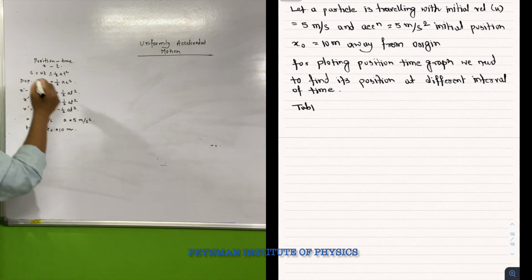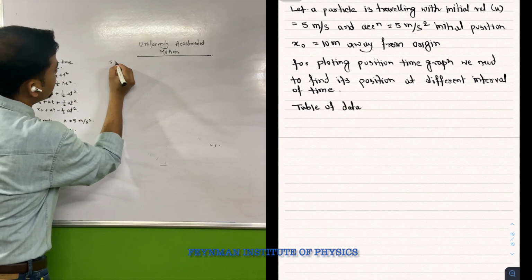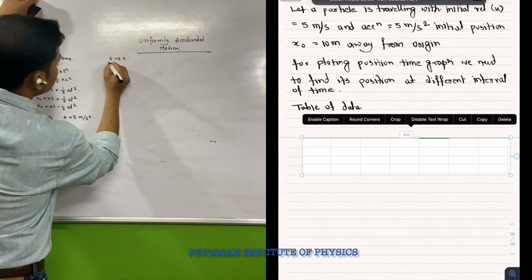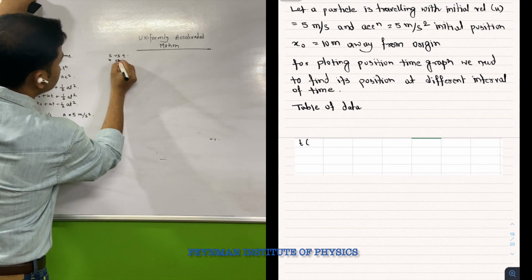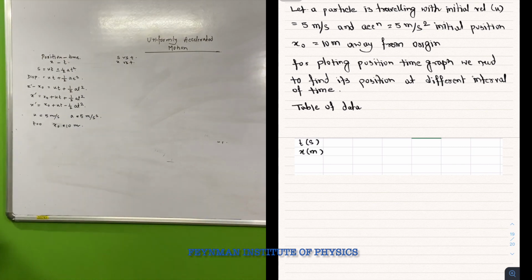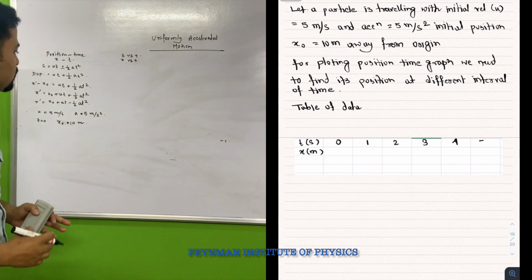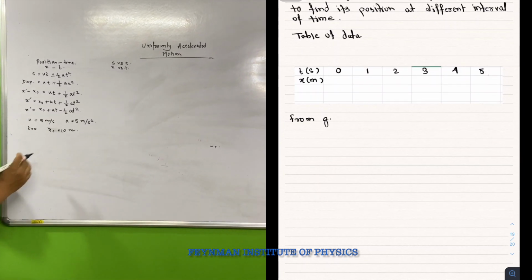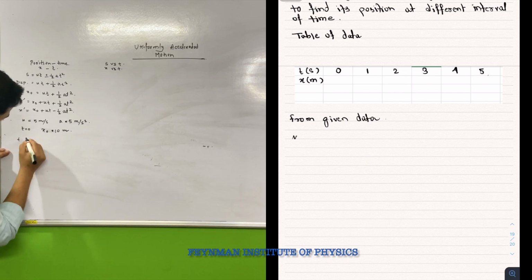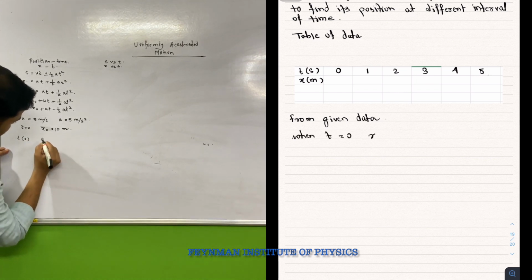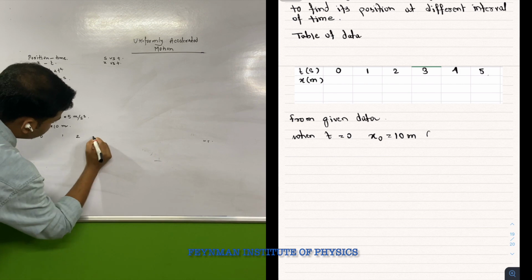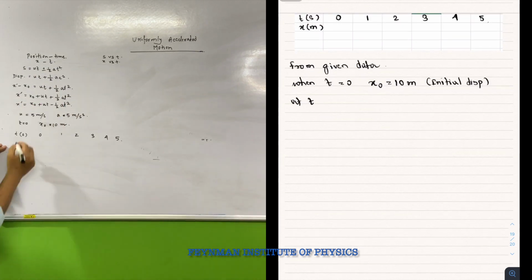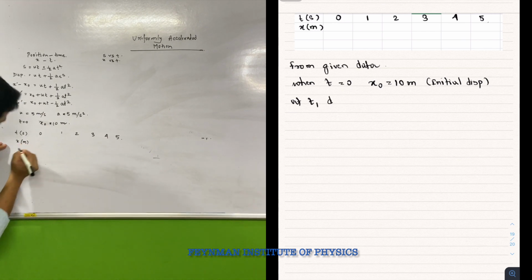Now we have to plot the s versus t graph. That means displacement, or specifically we can say x versus t graph, that means position versus time graph. In order to plot this kind of graph, we need to tabulate the data. By using this equation, we can find the data. Here t is denoted in second, so at 0 second, 1 second, 2 second, 3 second, 4 second and 5 second. Now we need to find the position, which will be given in meter.